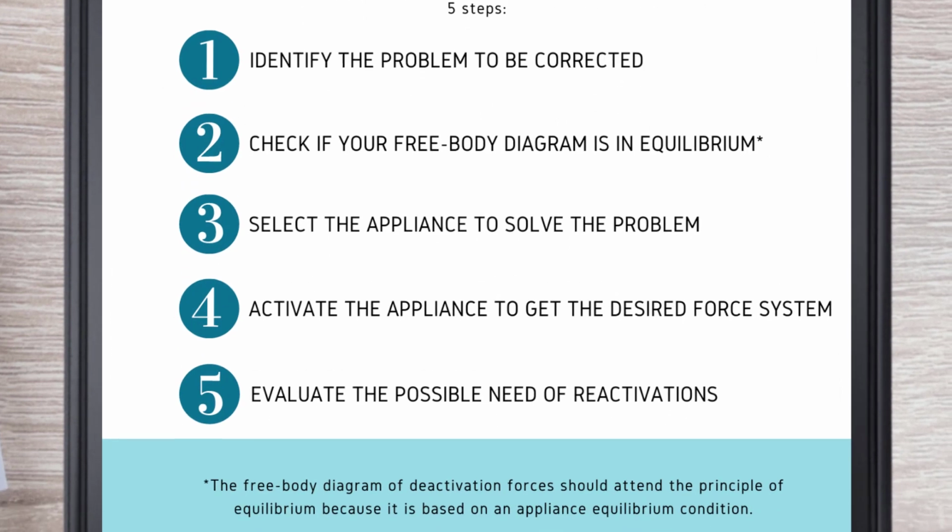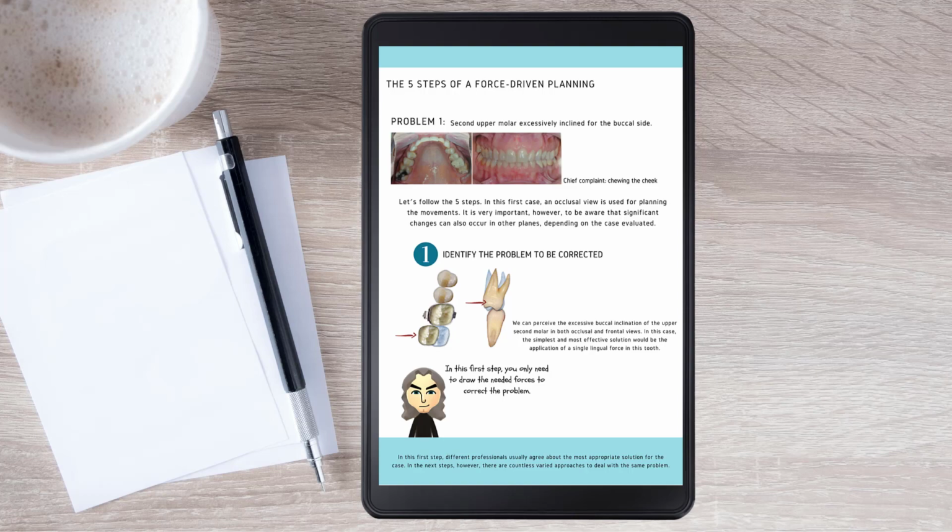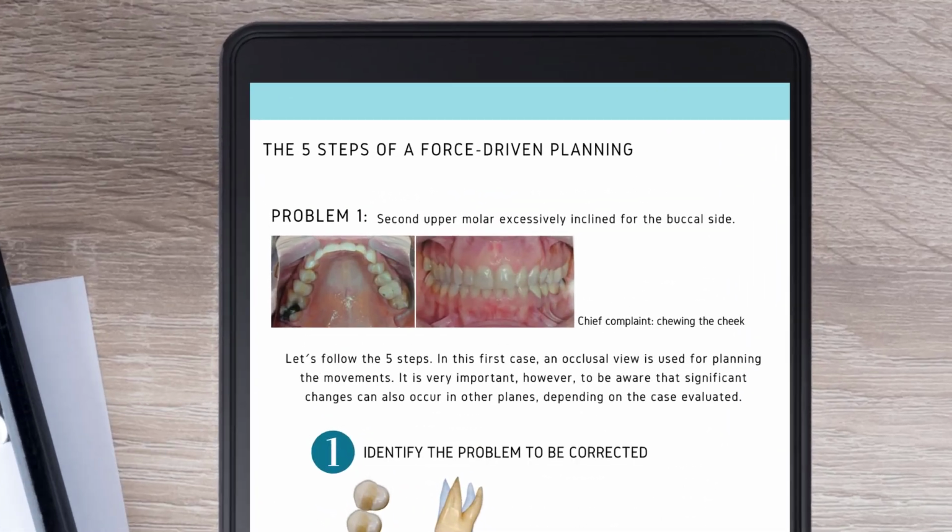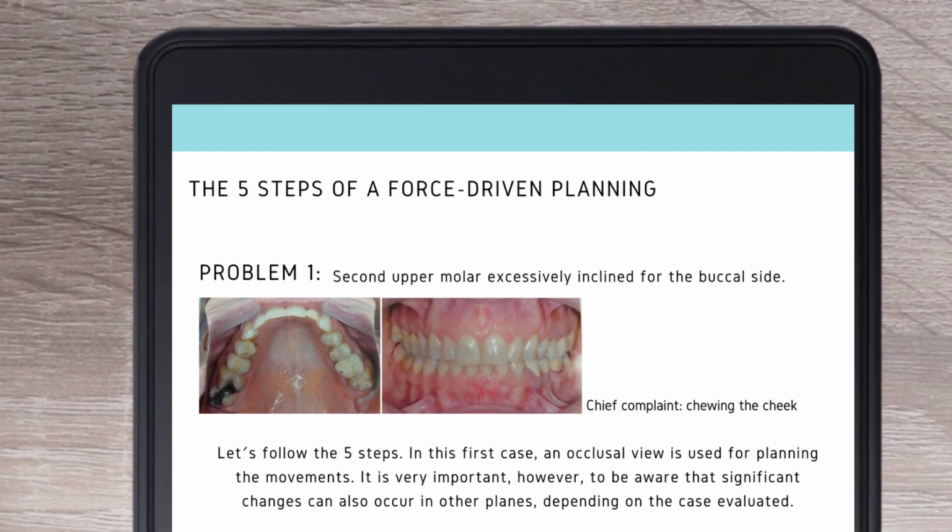Remember that the free body diagram of deactivation forces should attend the principle of equilibrium, because it is based always on the appliance equilibrium condition. Let's see some examples. Problem 1. The second upper molar excessively inclined for the buccal side. The chief complaint in this case was that the patient was chewing the cheek.